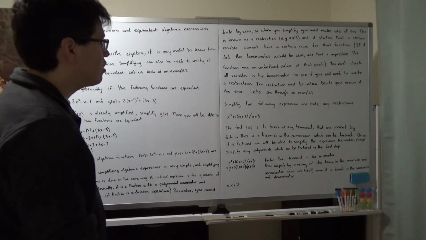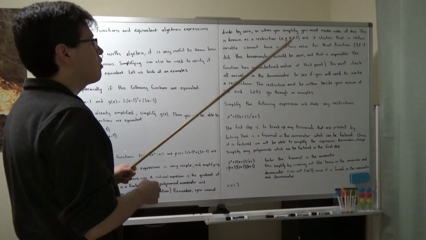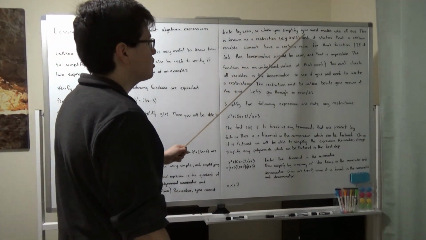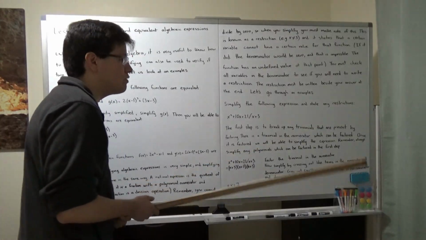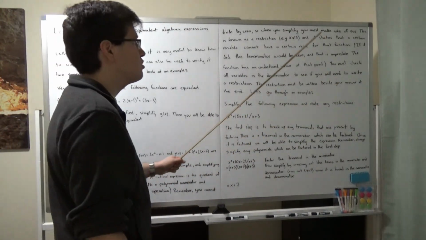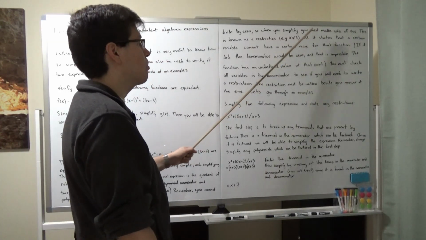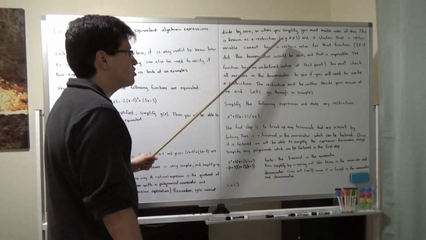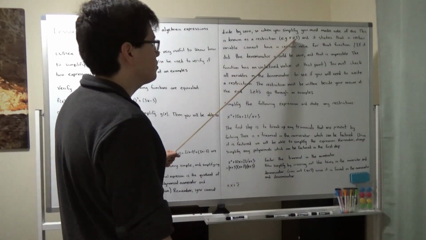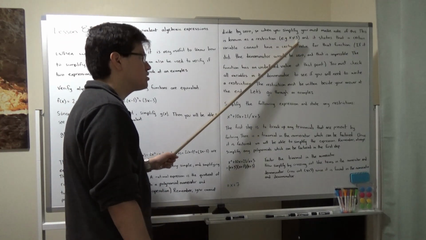Remember, you cannot divide by 0. So when you simplify, you must make note of this. Division by 0 is impossible. We learned that a while ago. This is known as a restriction. For example, x is not equal to 3.